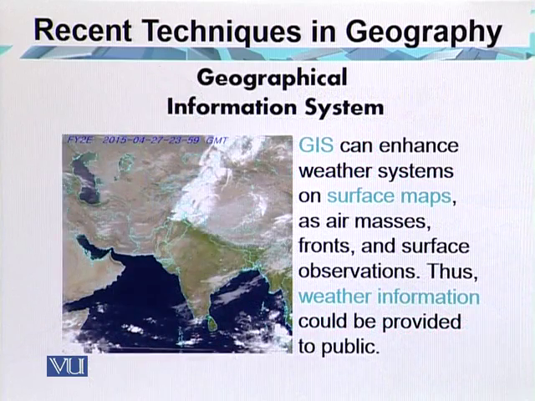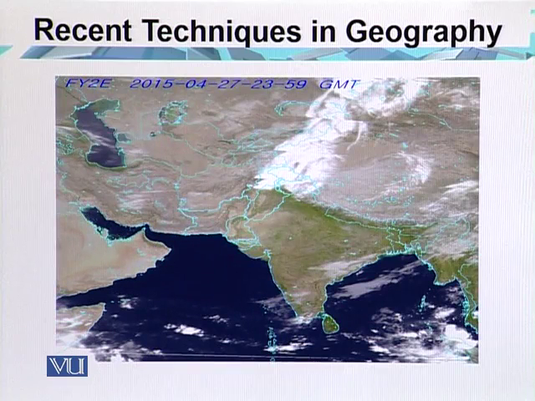So GIS can enhance weather systems on surface maps, such as air masses, fronts and surface observations. Thus, the weather information could be provided to the public. So this system is an organized collection of computer hardware, software and geographical data that efficiently captures, stores, updates and manipulates all types or forms of geographically referenced information.